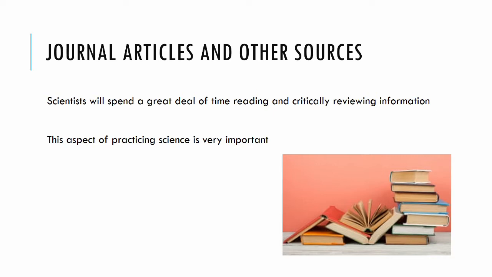So, as scientists, you will spend a lot of time reading and critically reviewing information, working out whether or not it should be referenced in your coursework or dissertation. And this aspect of practicing science is really, really important because we need to critically review journal articles and reference them because it adds weight to any arguments that we may make in a piece of coursework or another scientific article. And it also allows us to keep on top of developments within a particular field.